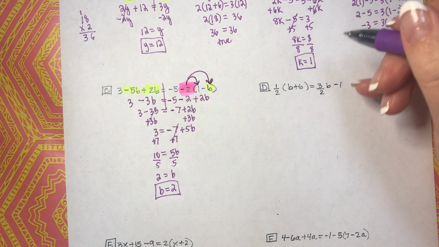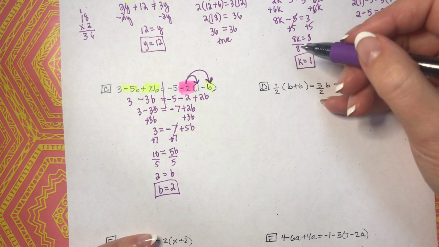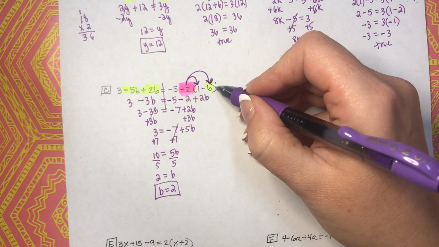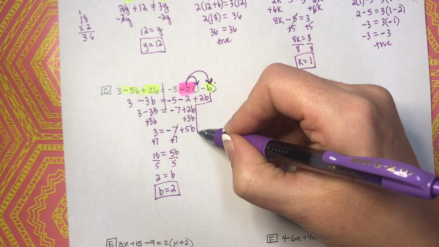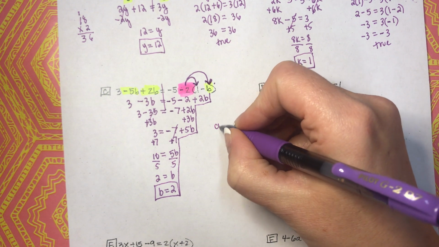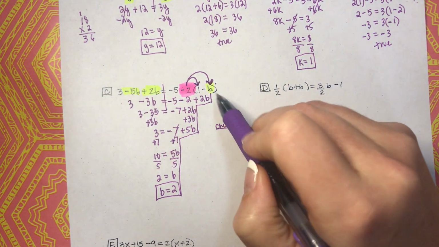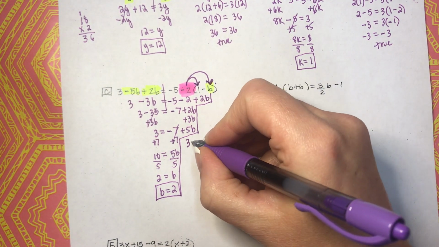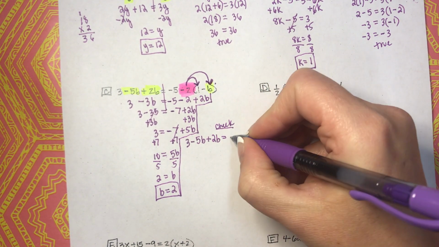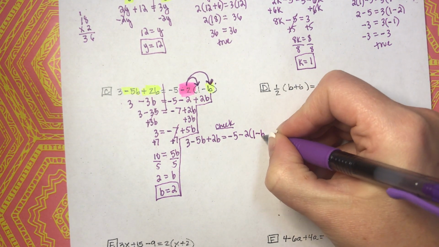Now we're going to go ahead and do the check. The tricky thing about the check is I'm kind of running out of room. But we are going to do it anyway. I'm going to do it right down here. I think I'm going to have enough space over here. So I'm going to write check here. And then I am going to write the original equation right here. So 3 minus 5b plus 2b equals -5 minus 2 multiplied by the quantity, 1 minus b.